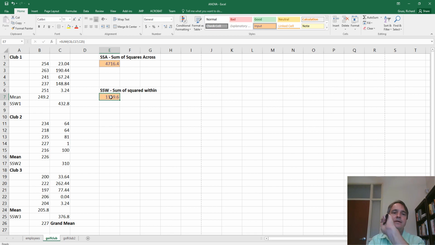So we need to have some way of dividing by something to make these a little bit more comparable. The natural thing to do would be to divide by, for example, in the sum of squares across, we have 3 different clubs, right? So we would divide by 3, and for the sum of squares within, the natural thing would be to divide by 5. Now that's close to it, but it turns out that similar to the way that we couldn't just divide by n when we're finding a variance, we need to adjust these a little bit to make them unbiased.